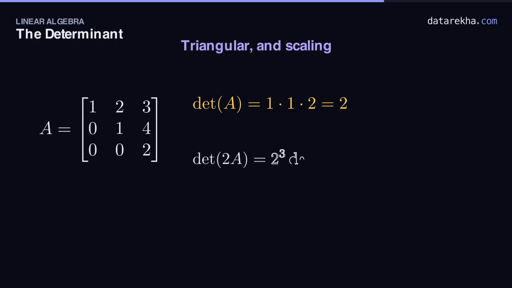Now suppose we double the whole matrix. Do not just double the determinant. It is 3 by 3. So the rule says 2 cubed times the determinant, 8 times 2, 16. Three rows each pulled in a factor of 2, and 8 is the price.